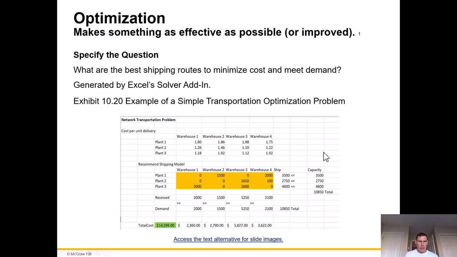And then the last thing I wanted to talk about, just quickly, was optimization. It's a term you hear a lot. And it simply means making something as effective as possible or as improved as possible. So in this example, the question could be, what are the best shipping routes to minimize cost and meet demand? This was done in Excel by Excel's Solver add-in. And it's just a simple transport optimization problem.